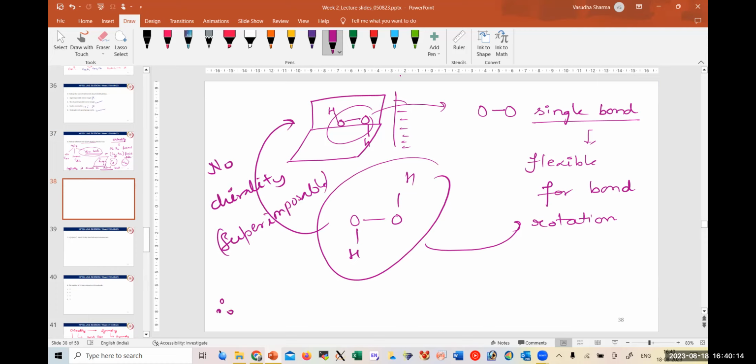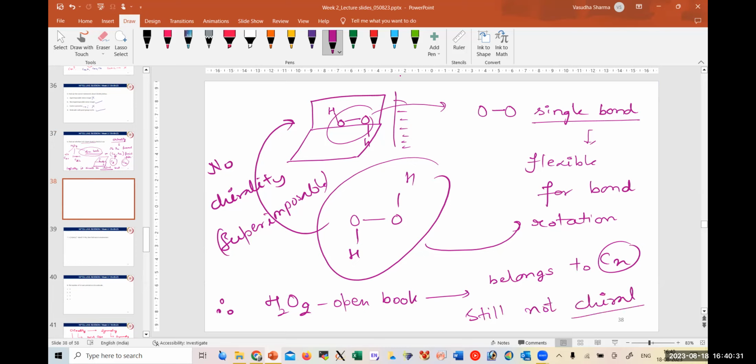Therefore, no chirality at all, because both the images become superimposable. Therefore, it has to be remembered that the H2O2 open book form, even though it belongs to the Cn category, is still not chiral because of single bond rotation. So I hope you have understood this.